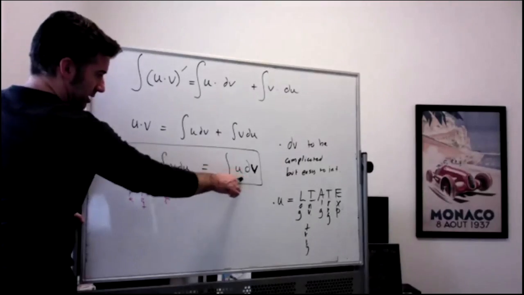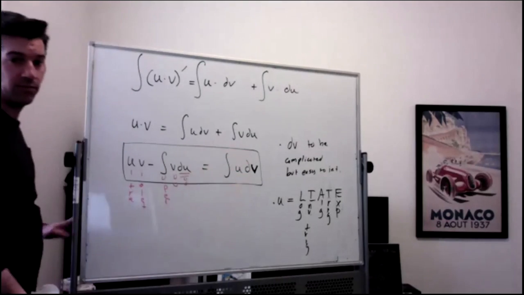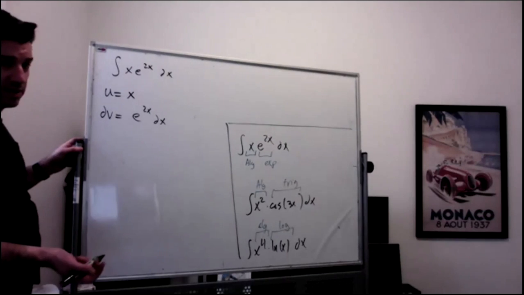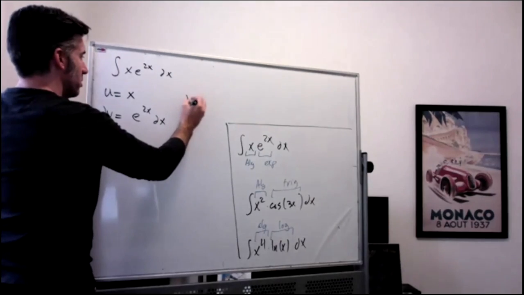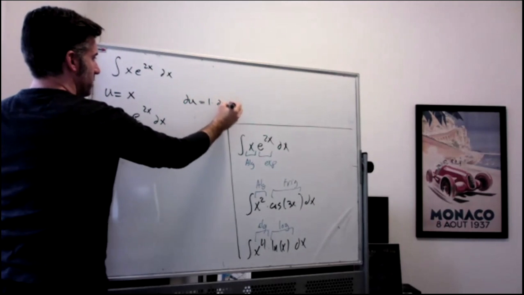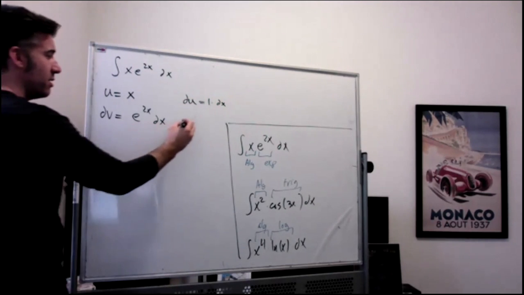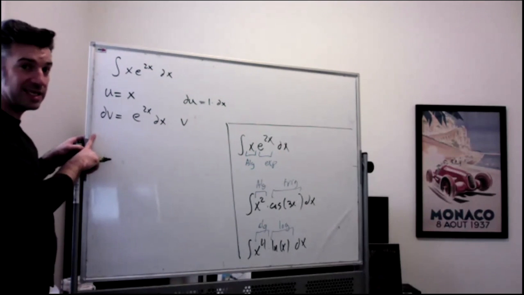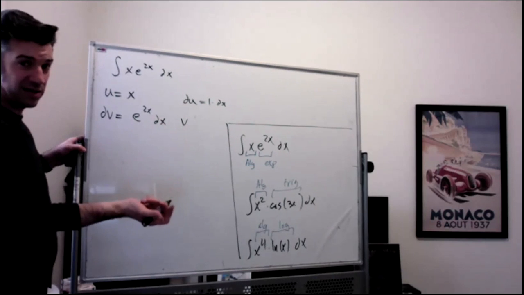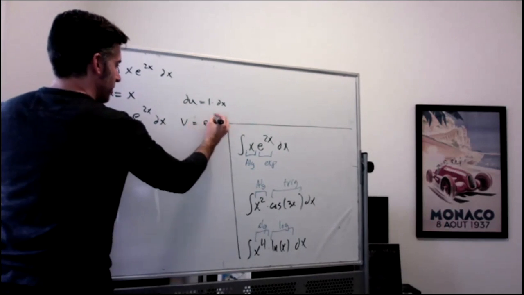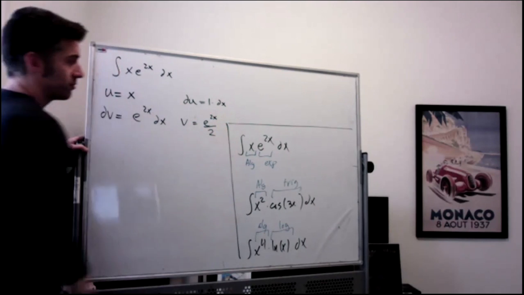u times dv has to be the entire integral. Okay, now we're going to write down the other pieces. I need my du. Well, the derivative of x is 1, so du is 1 times dx. I need my v, and this is why we want our choice for dv to be complicated but easy to integrate, because we're going to have to integrate it. The antiderivative of e to the 2x is e to the 2x over 2.